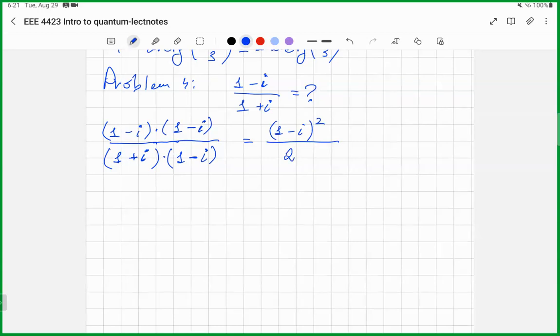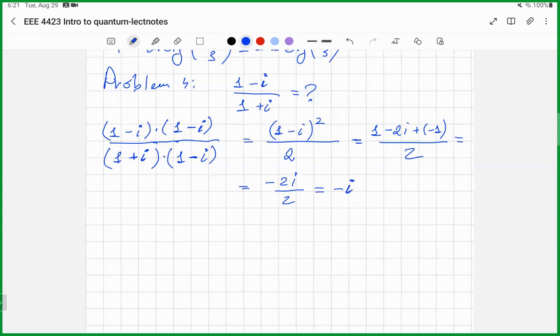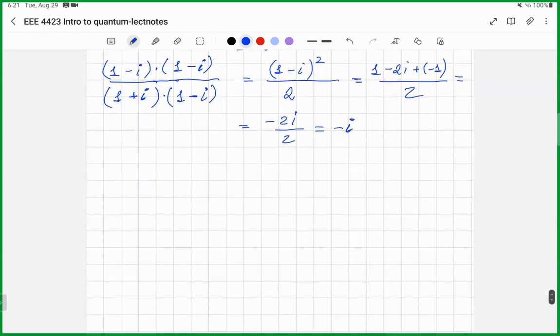So it's the absolute value of the 1 minus i number squared. So it's 2. For the numerator, we get 1, then minus 2i, then plus i squared. i squared gives me minus 1, over 2. 1 minus 1 is equal to 0. So I get minus 2i over 2, which is equal to minus i. Right. So I'm just reminding you how this works.